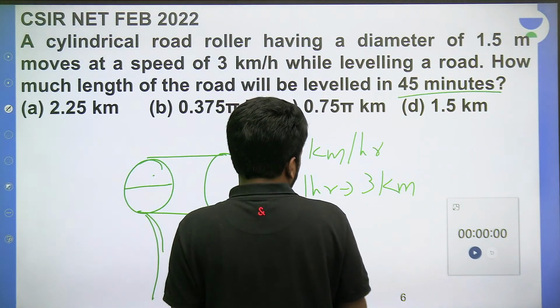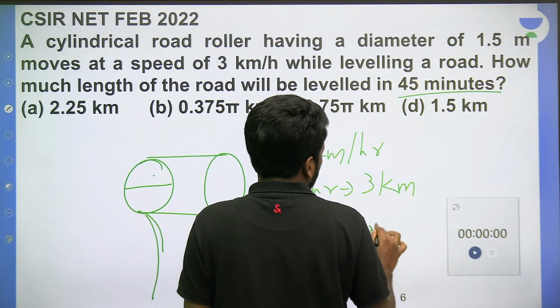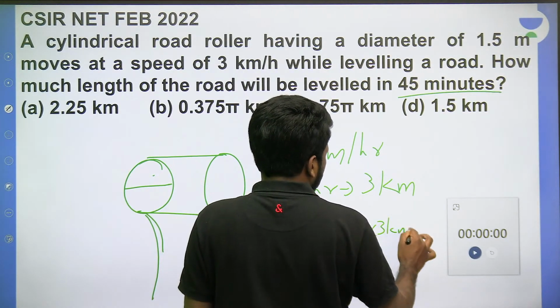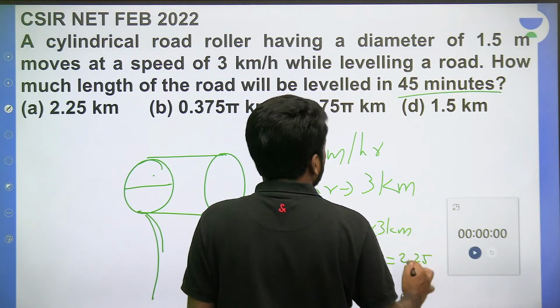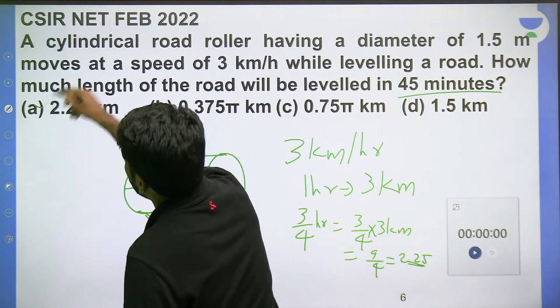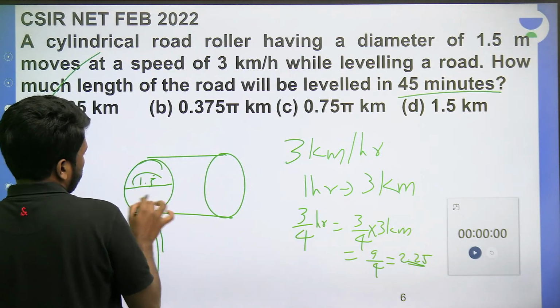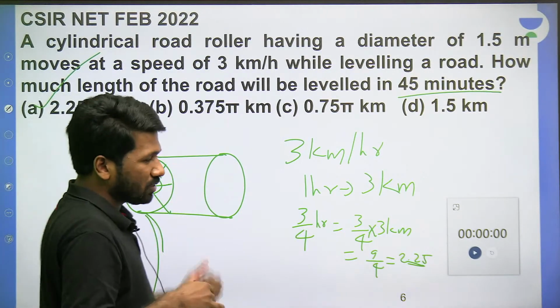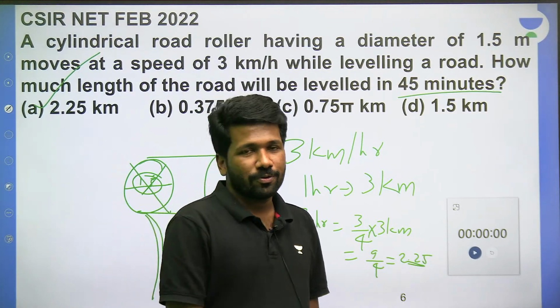45 minutes means 3/4 of an hour. 3/4 of an hour दिया तो 3/4 of 3 km level कर सकता है ना. And that is the answer, 9/4. 9/4 is 2.25. So the answer option A. Now you may be asking, where did I use this diameter 1.5? I cannot use it because that is dummy data. That is how CSIR tricks you.